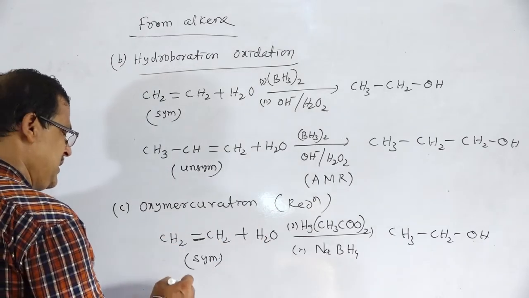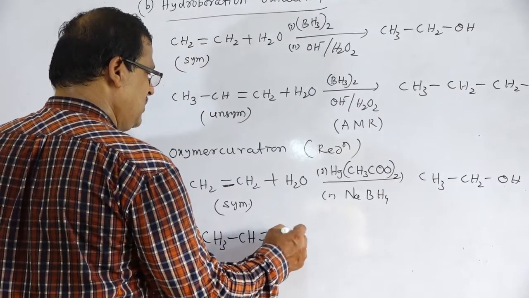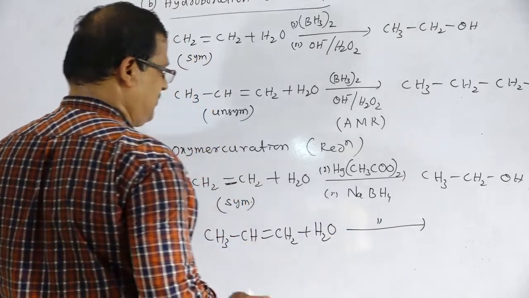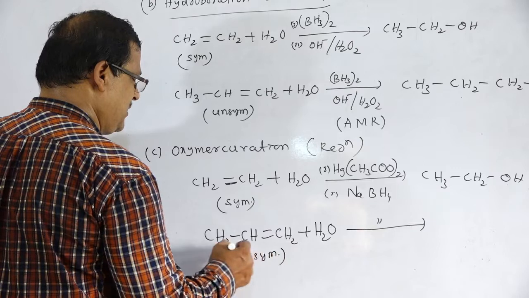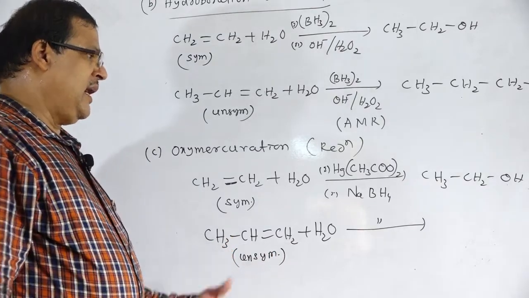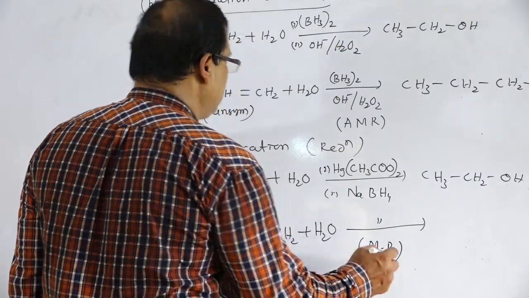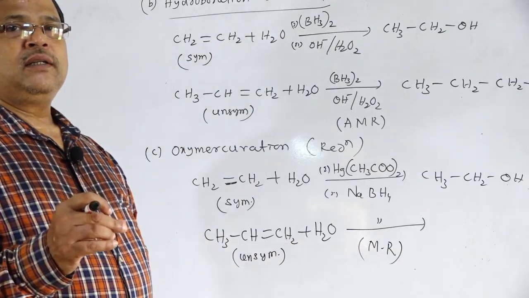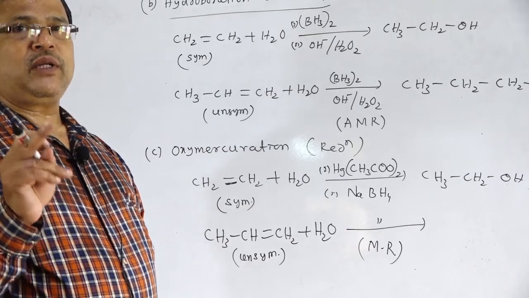Similarly, if we take CH3-CH=CH2 plus water, the reagent is the same. This is the unsymmetrical alkene, and that is governed by Markovnikov's rule. Mark the difference. Hydroboration oxidation, that is net addition of water, obeys anti-Markovnikov's rule.